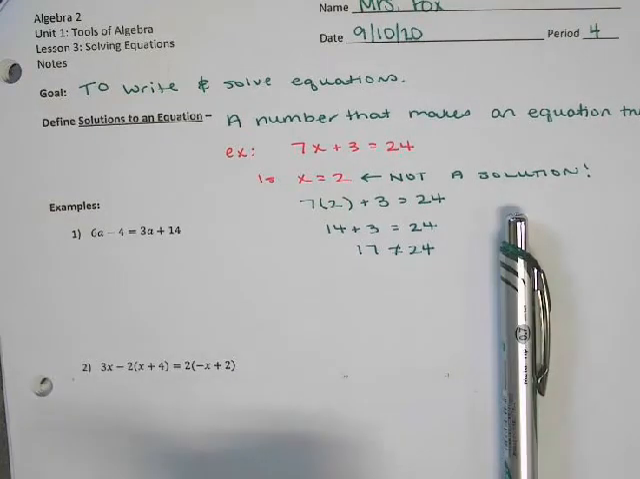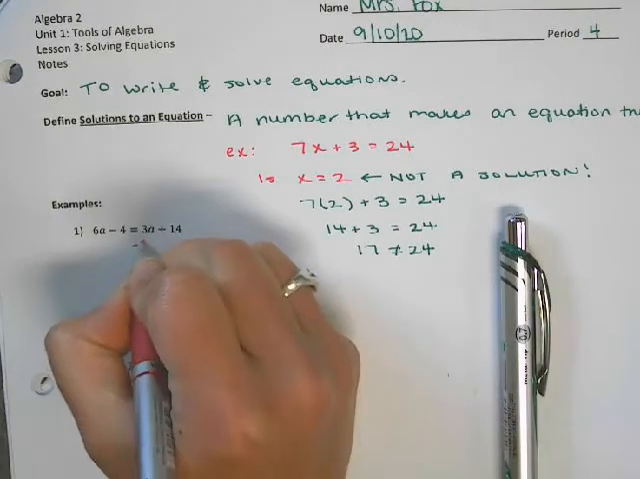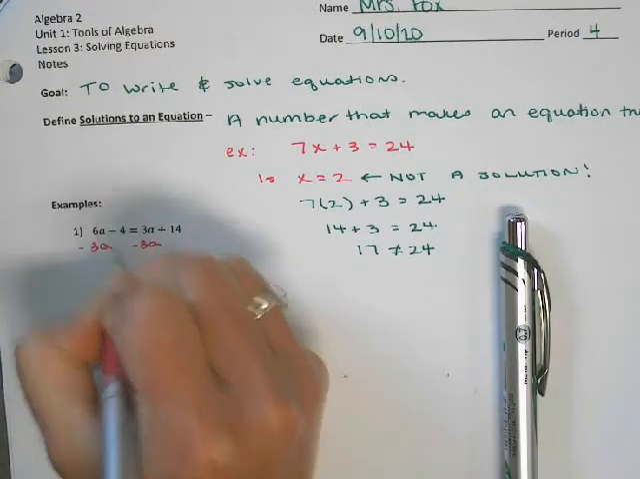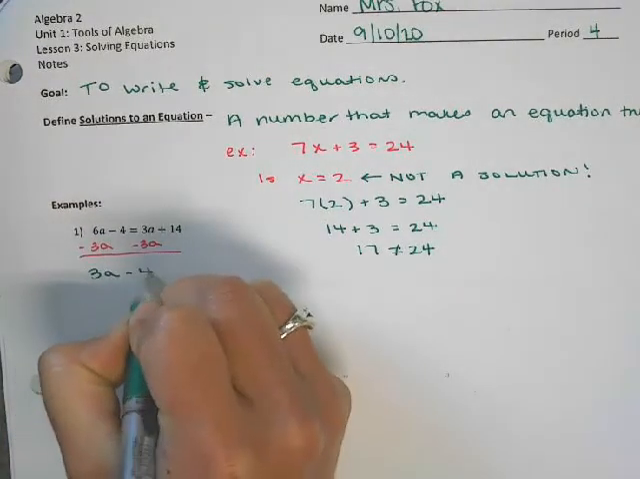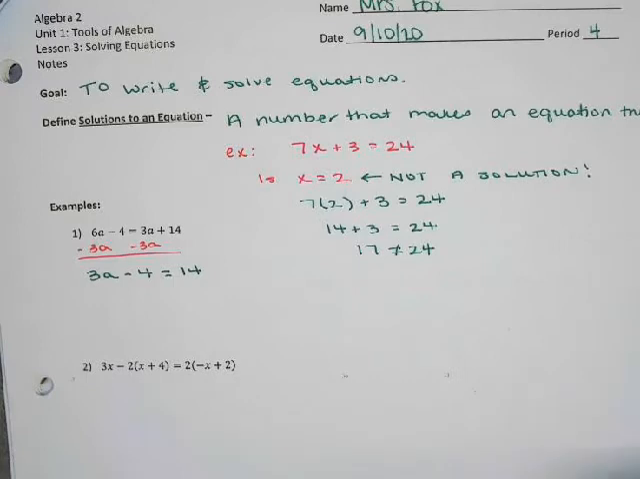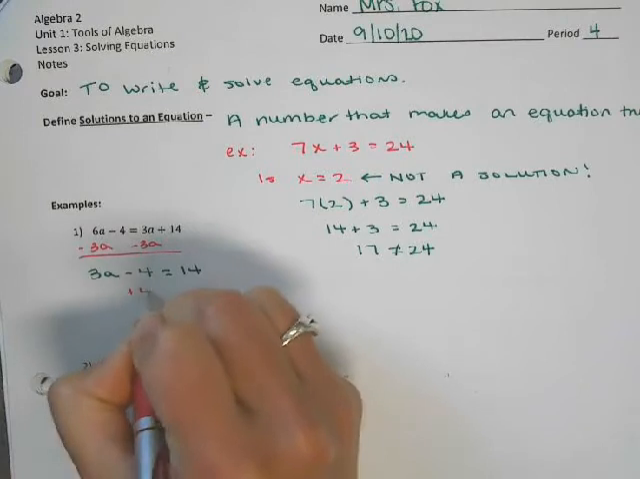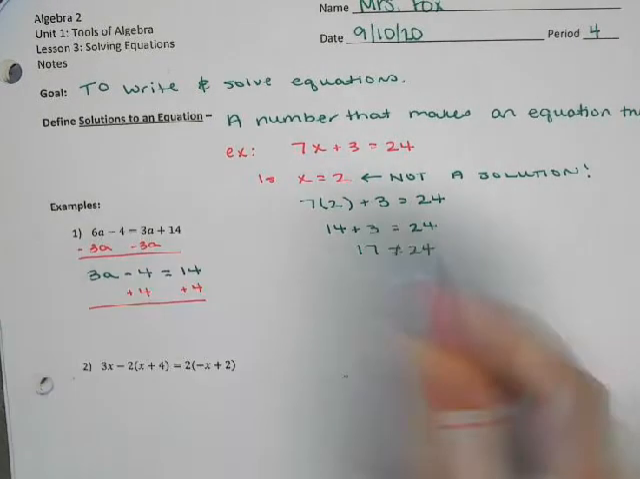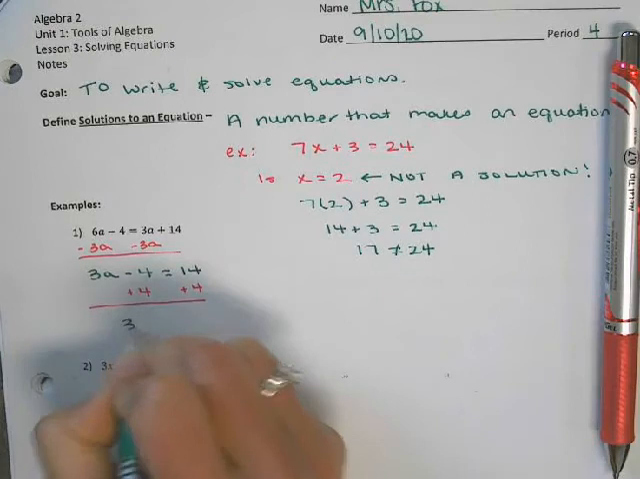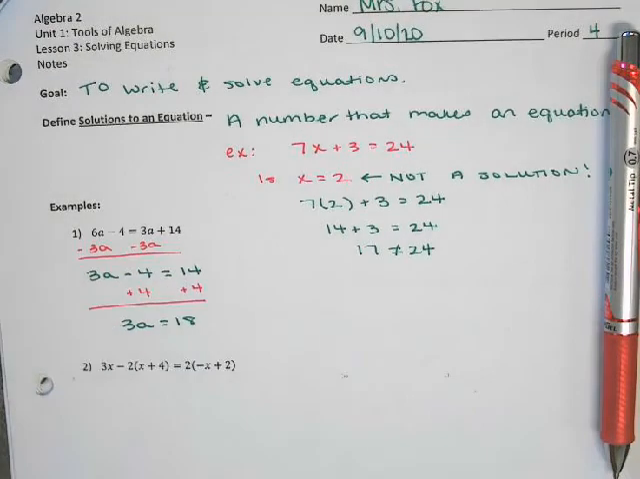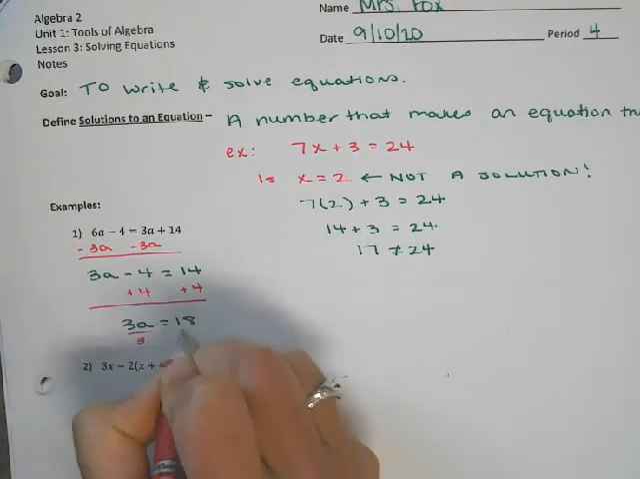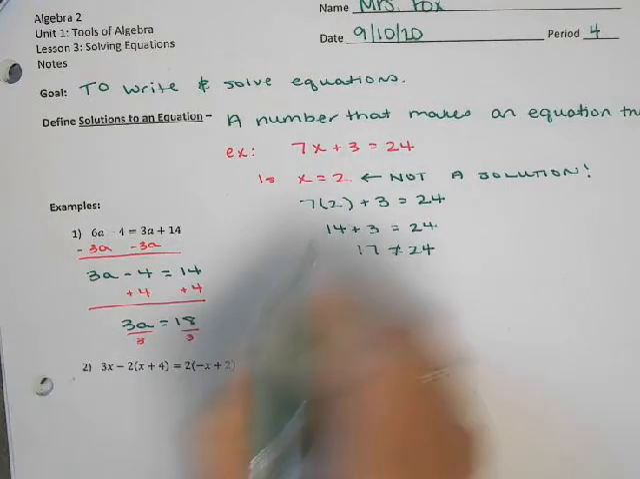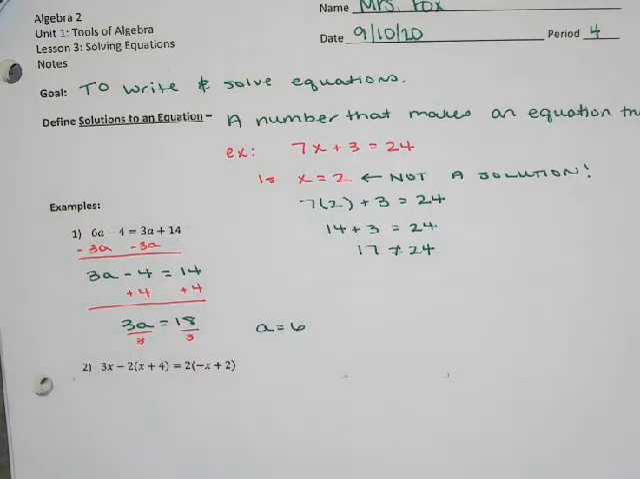So the first thing you want to do is get all your variables to one side. So I would subtract 3a on both sides, and you would get 3a minus 4 equals 14. And then I would move that minus 4 to the other side as well. So in order to undo that, I need to add 4 to both sides. And I get 3a equals 18. And then you can divide both sides by 3. And we get that a is equal to 6.